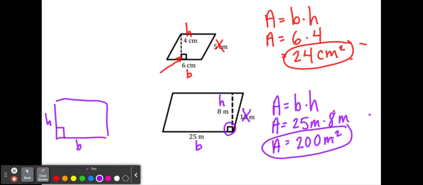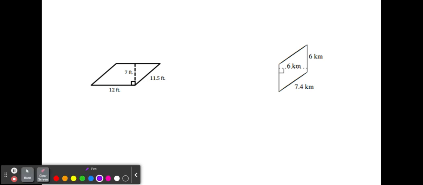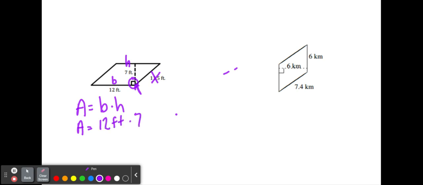We got 2 more examples to go over, and then you guys can try some on your own. Here are 2 more examples of parallelograms. Again, I'm going to write down that same formula, area equals base times height. And now I need to identify which one is the base and which one is the height. I'm going to look for that right angle to tell me, this is where my base and my height meet at that right angle. So this would have to be my height, and this would have to be my base. This is that extra information. So area equals 12 feet times 7 feet. And when I plug that into my calculator, I get an area of 84 square feet.